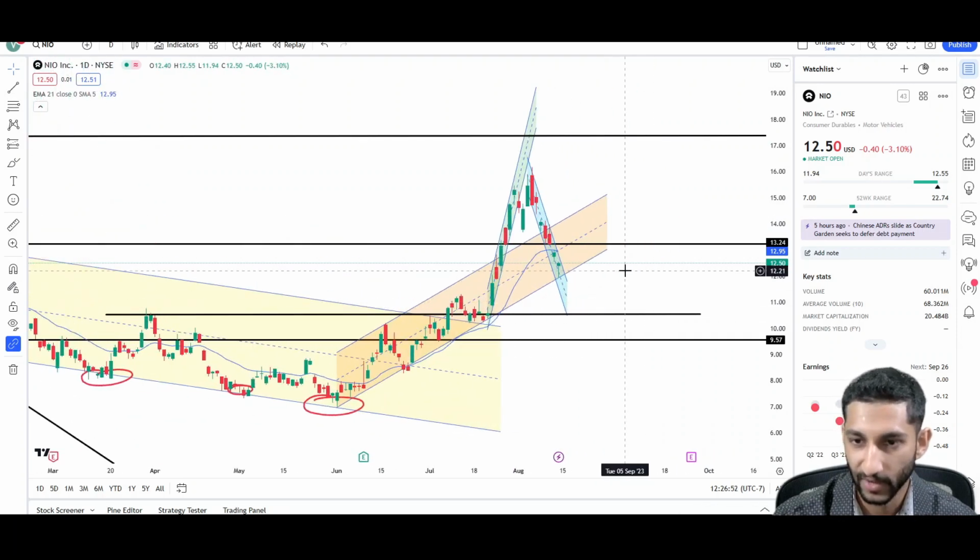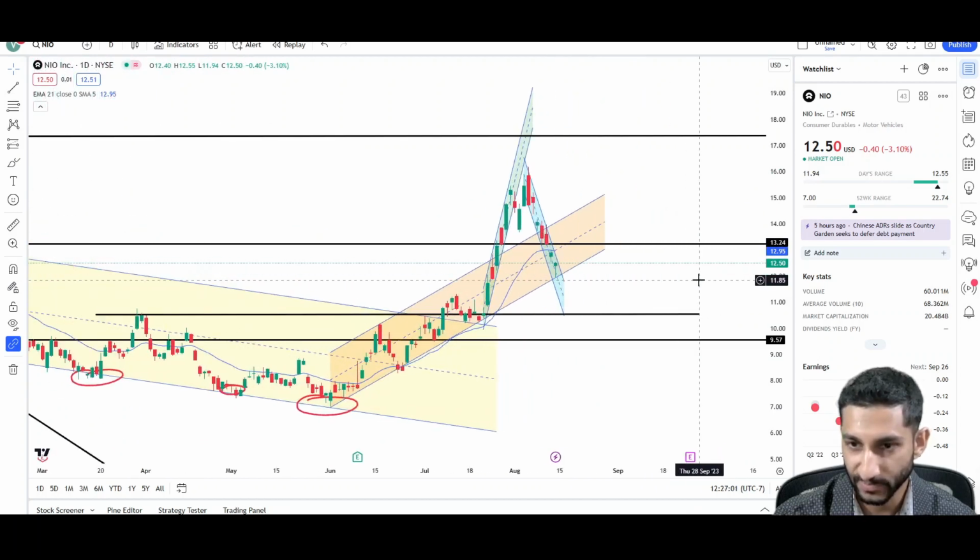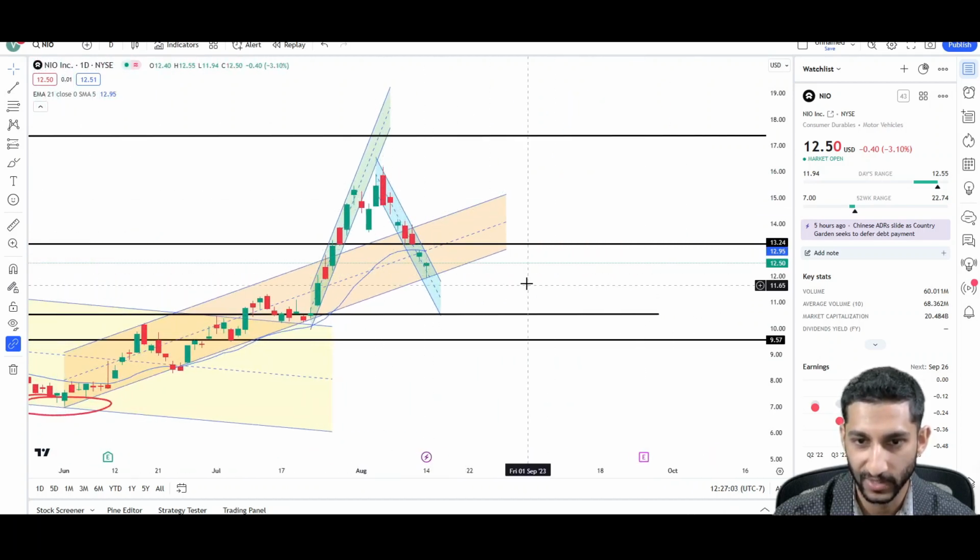It's not guaranteed. If we just start rallying out of here, then I'm not going to be looking for that target anymore. I'm going to look for higher price targets, but it's still a good chance that NIO is looking weak, and I'm looking for more downside. You can see that we're still within the blue channel.